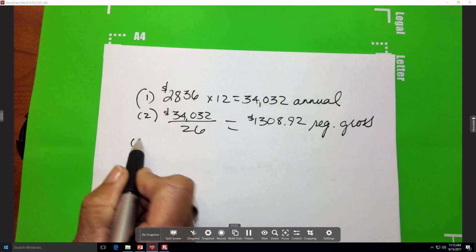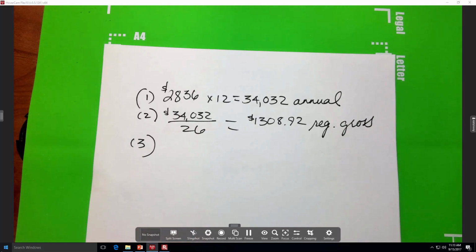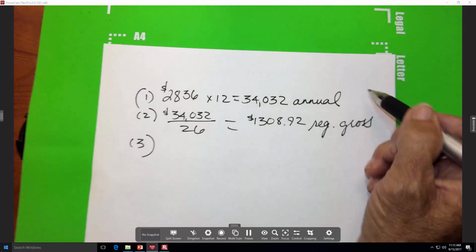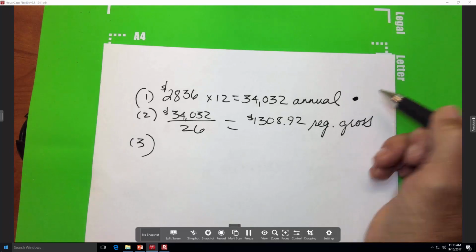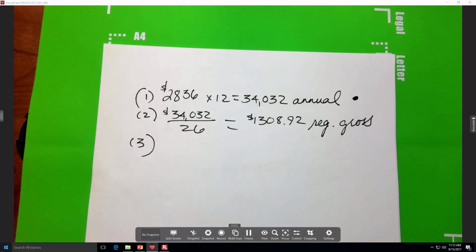Step three. Step three is to calculate your hourly rate. How am I going to do that? Always go back up and start with your annual and divide by the number of hours in the work year. For most of us, that's 40 times 52, right? 40 hours a week, 52 weeks, 2,080.